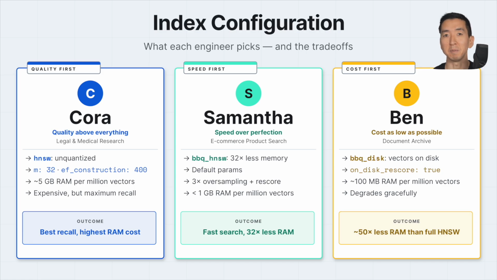Now Ben picks BBQ disk. At his scale, HNSW would need hundreds of gigabytes of RAM, which he can't afford. And if the graph falls out of memory, latency spikes significantly. So instead, he uses DiskBBQ, which needs much less RAM to start with, and when it does run out, it degrades linearly and gracefully. He might only need 100 megabytes of RAM per million vectors and enjoys fast ingestion. He can even set on-disk rescore to true, so even the rescoring step happens on disk and doesn't blow his RAM budget.